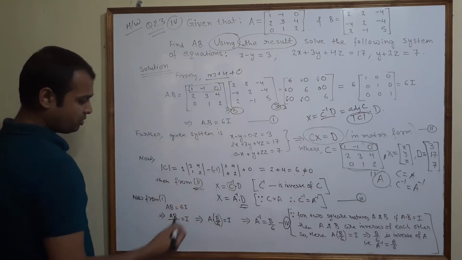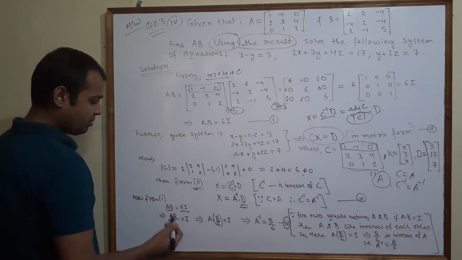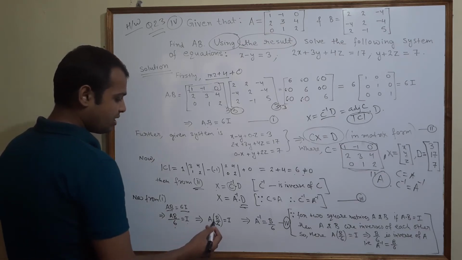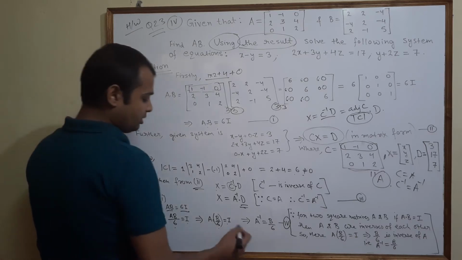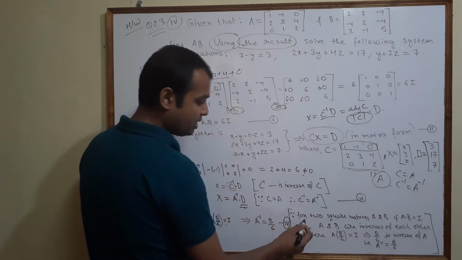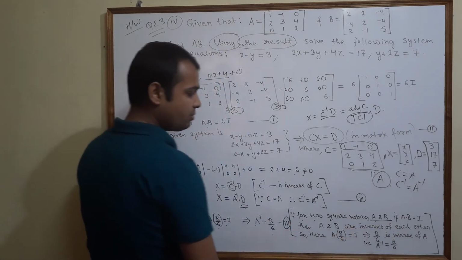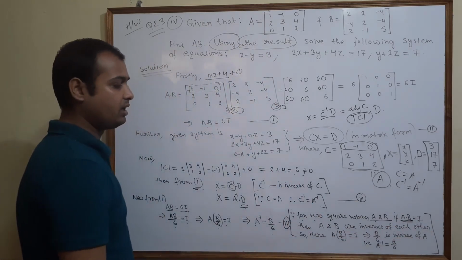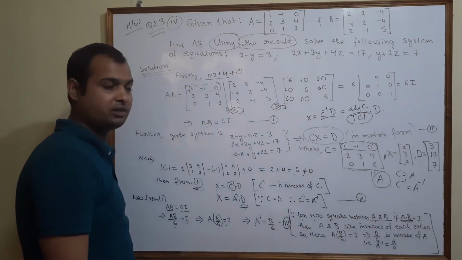So from 1 we know that AB is equal to 6I. That means AB upon 6 is equal to I. That means A into B by 6 is equal to I. This implies that A inverse is equal to B by 6. The reason is, if you have two matrices A and B such that their product is I, then both are inverses of each other.